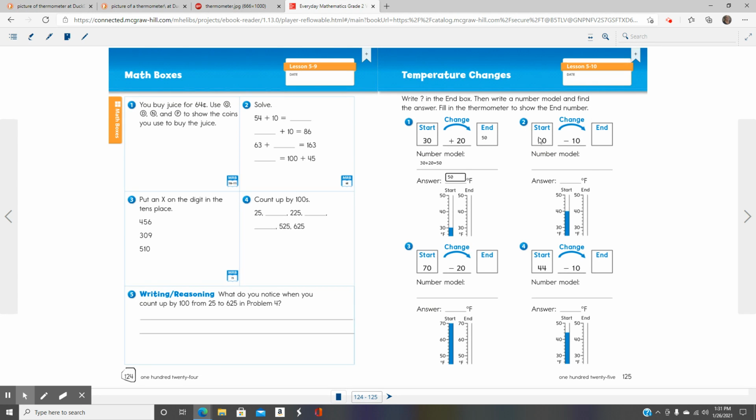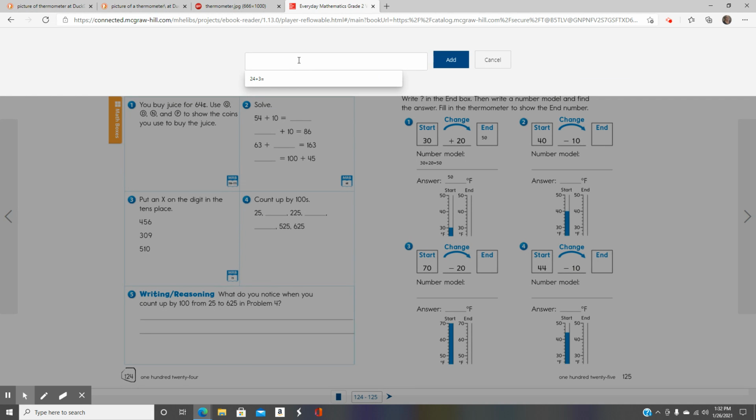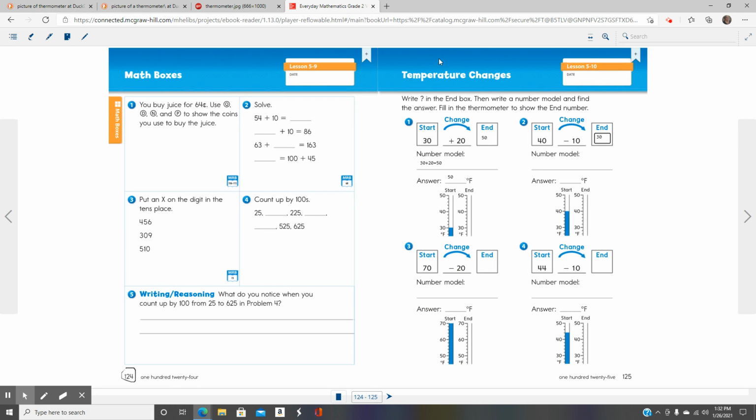Okay, so with this one, you have a starting temperature of 40, and then it goes down 10 degrees. I'm thinking it's probably getting toward nighttime. The sun is going down. It's starting to get colder. So the temperature goes down 10 degrees. So you need to find the end number by subtracting 40 and 10. If you need to write that down old school and do it that way, that is perfectly fine. You can do it in your head. That's perfectly fine too, but you should get an answer of 30.